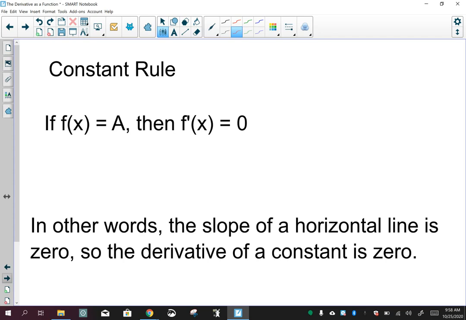If I have a constant, y equals 3, y equals 15, y equals 4,722, when I take that derivative, the answer for that derivative is always going to be 0. So if you have a constant, its derivative is 0.